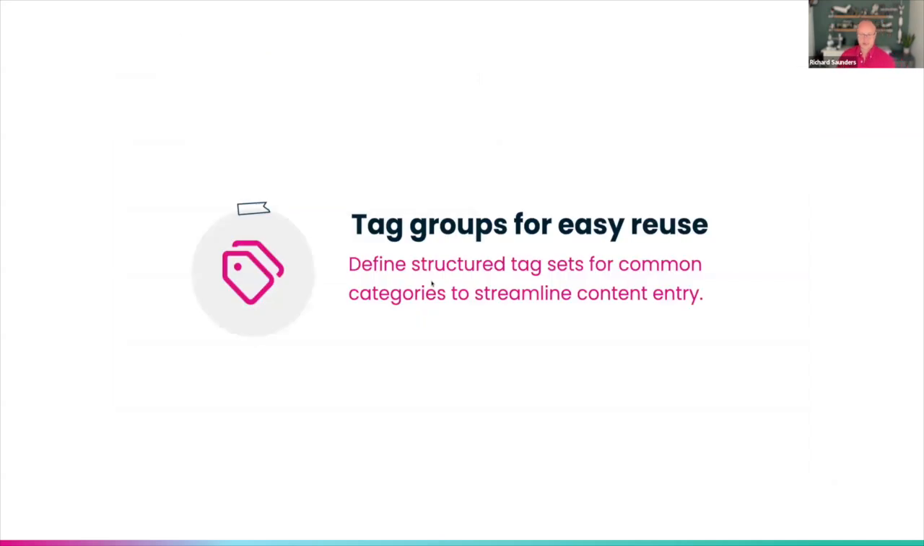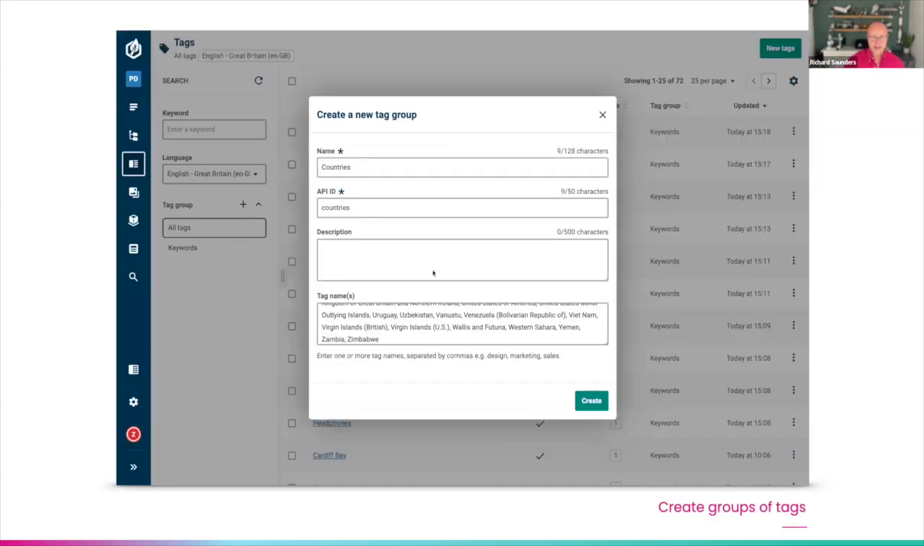As I mentioned, it's not just keywords that we want to be able to support as tags. We want you to be able to create other structured tag sets or taxonomies, including things like categories or countries. And you can see here I'm creating a new tag group called countries, and I've inserted a comma separated list of all the values that I'm interested in that I can easily create.